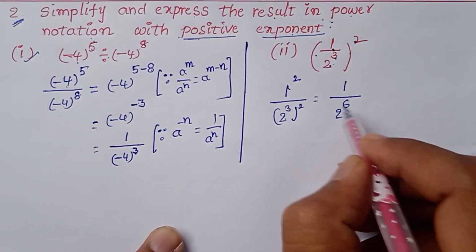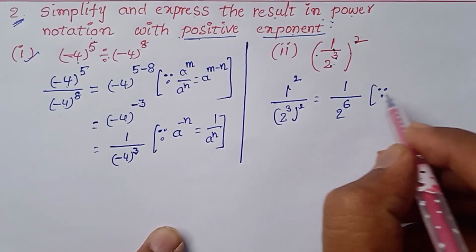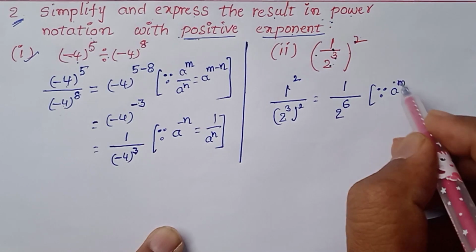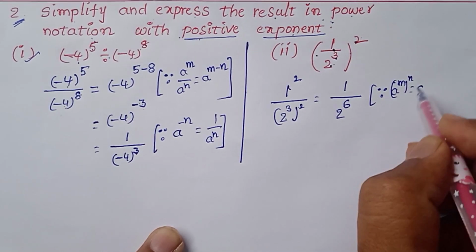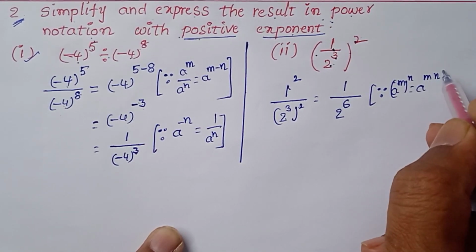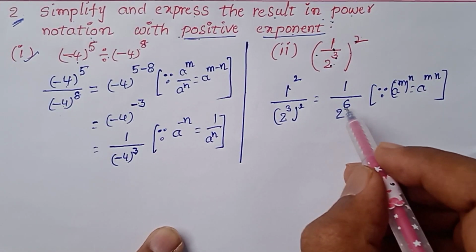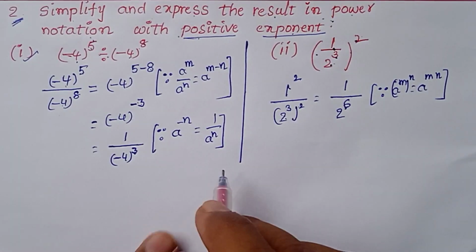3 2s are 6 because of the exponent law, that is a to the power of m whole to the power of n is equals to a to the power of m into n. Here we already have the power, and the positive one we change.